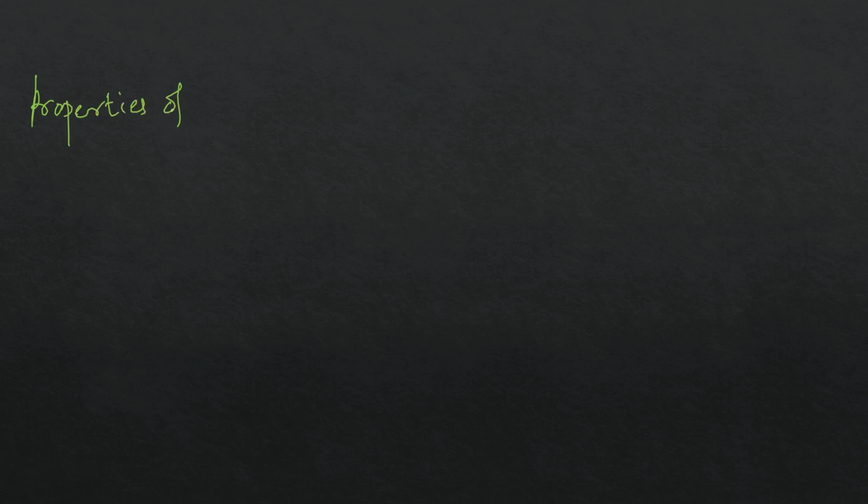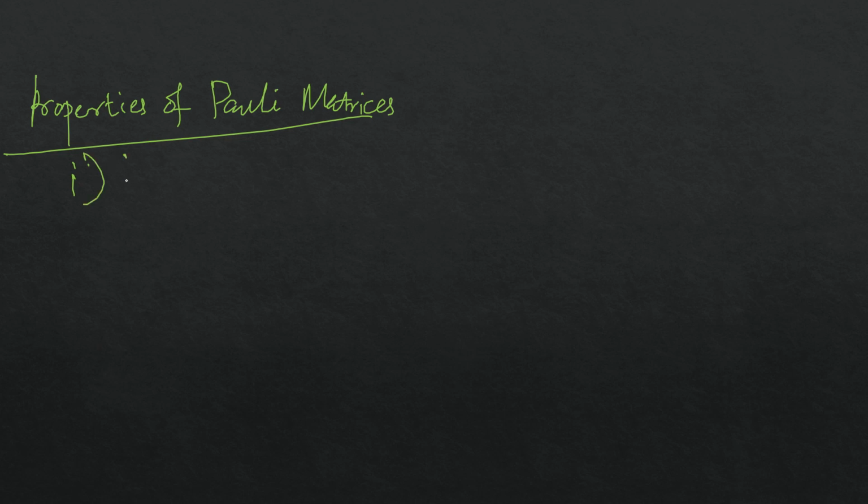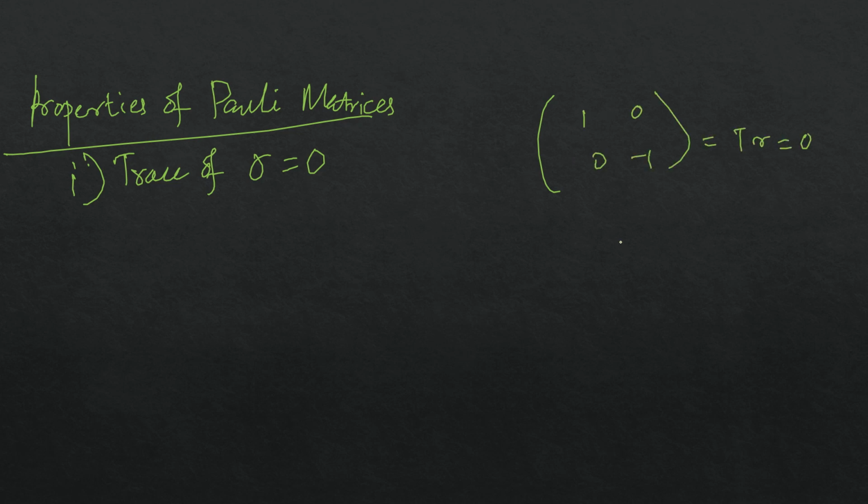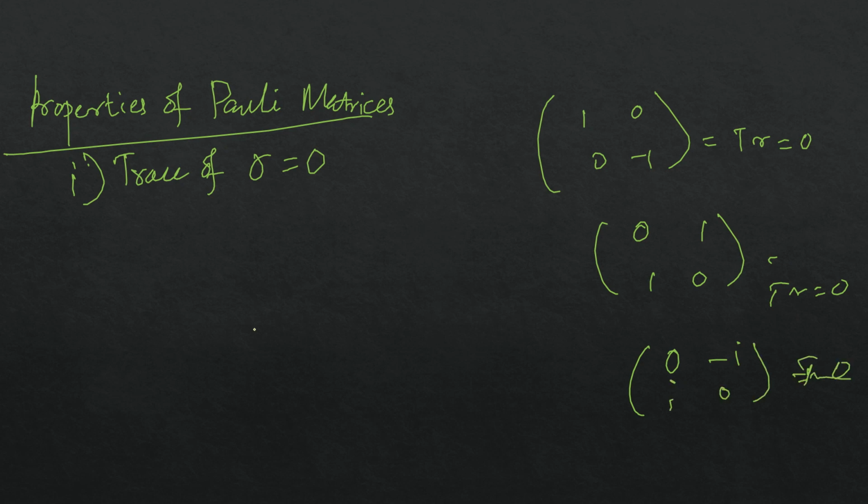Properties of Pauli matrices. So what are the properties? See, trace of sigma is 0. You can see 1 0 0 minus 1, this is 0. Trace is 0. 0 1 1 0, there is no trace. 0 minus i i 0, there is no trace. Zero trace.